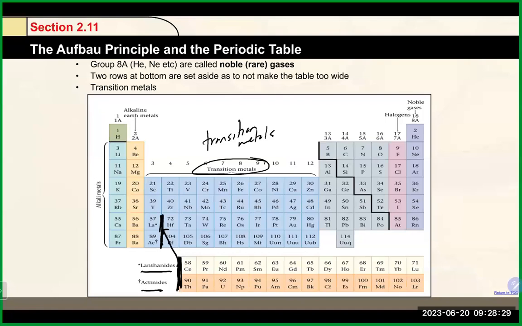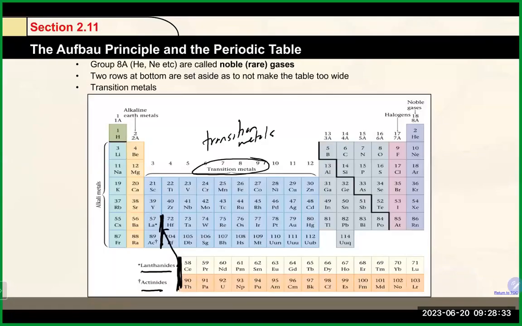Any questions on that there? So you do need to know, obviously, the group numbers, which way they go, the period numbers, where the alkali metals are, alkaline earth metals, halogens, noble gases, and transition metals are. You obviously need to know what things are metals, non-metals, and metalloids. Any questions on any of that there?